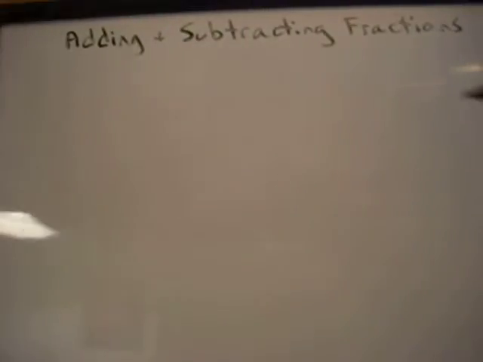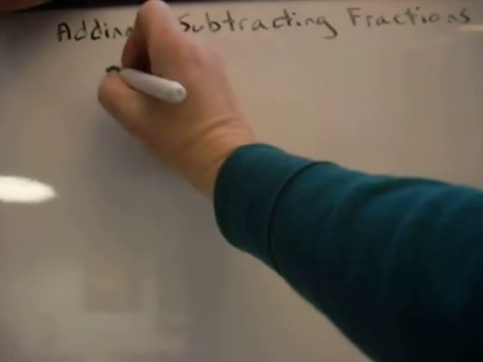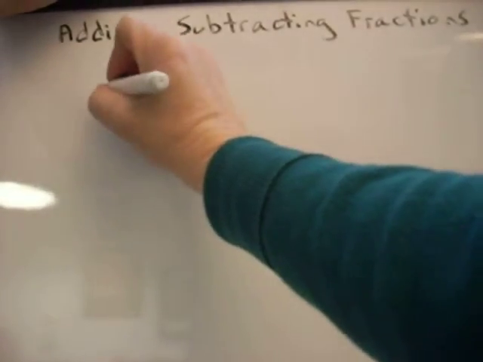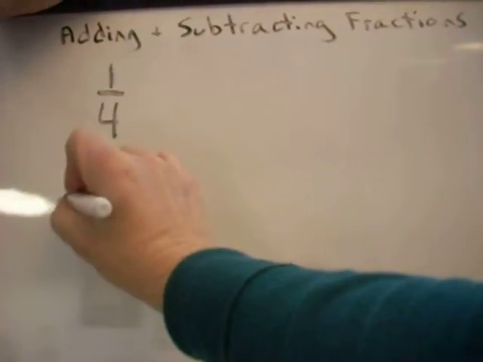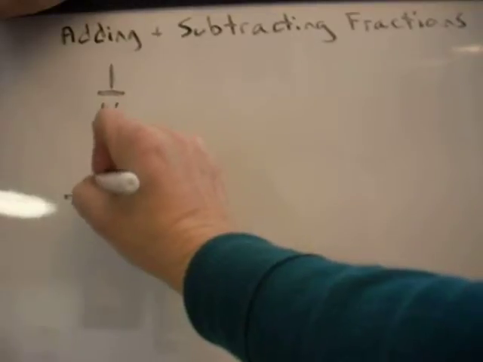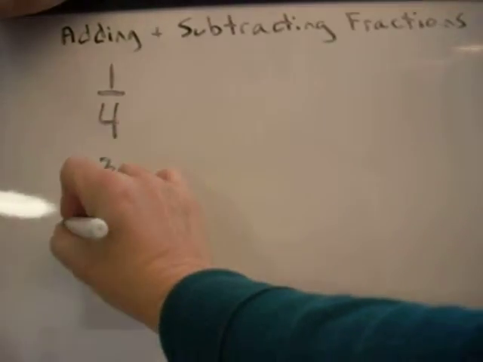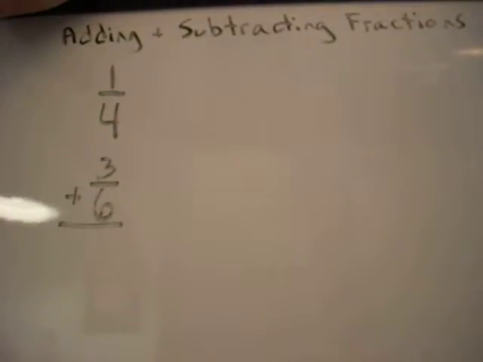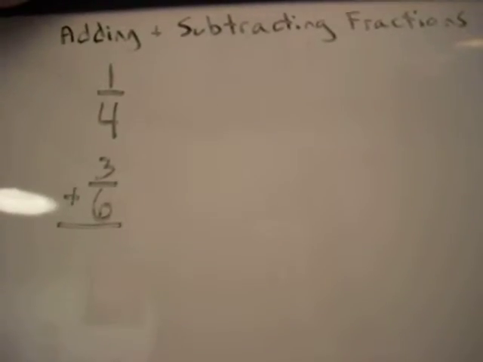Adding and subtracting fractions with unlike denominators is slightly different. We'll say 1/4 plus 3/6. Now, we can't add a fourth to a sixth, as we know from what we've been studying for the last few months in fractions. But we need to find a common denominator.